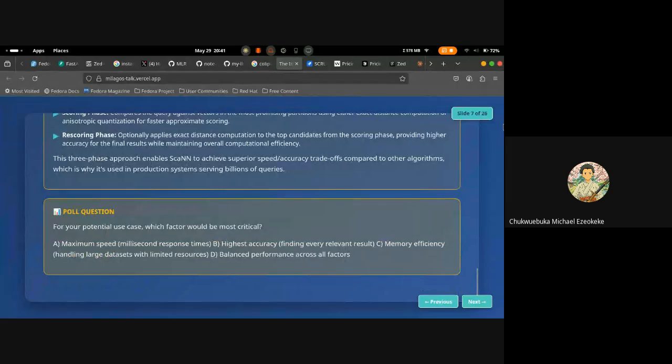So I just have a question. Let's say you're working on a task. Which factor do you think will be the most critical? Do you think maximum speed, highest accuracy, memory efficiency, or balanced performance across all factors is important? Can anyone give a response?